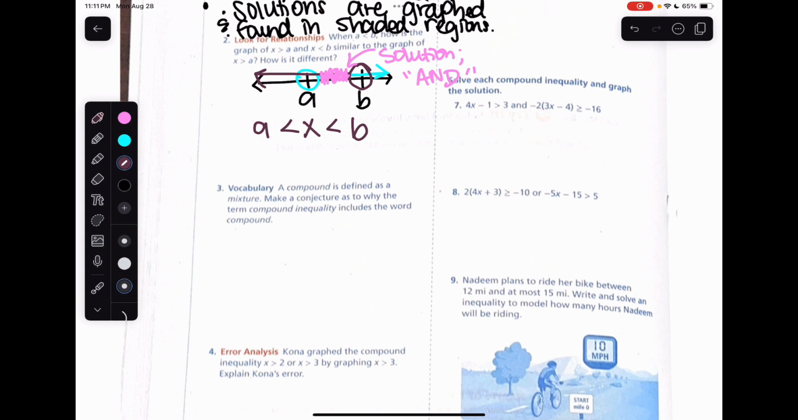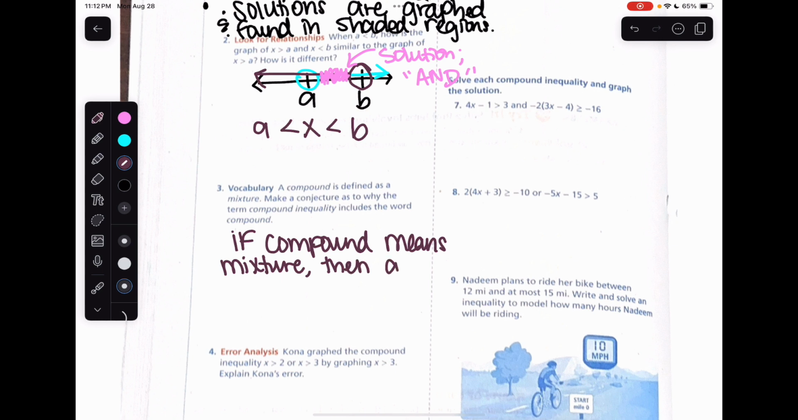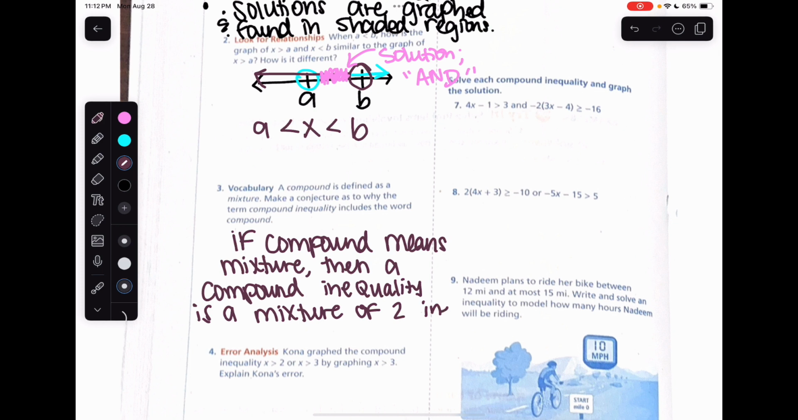Okay, so if compound means mixture, then a compound inequality is a mixture of two inequalities. Okay, they're going to be graphed on the same number line.